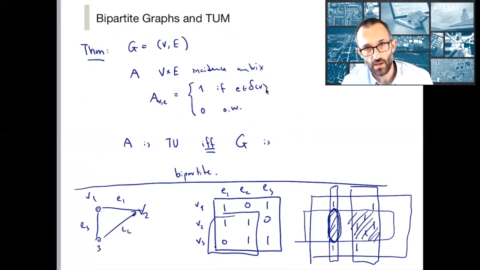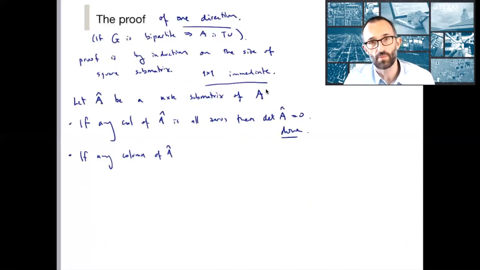Now, what would happen if I take a submatrix where there is some column that has a single 1? Well, then again, I'm in business, because all I need to do is compute the determinant by expansion by minors along that column, and that will be a bunch of zeros, plus 1, or plus or minus 1 times the determinant of the submatrix. And now I can apply the inductive hypothesis.